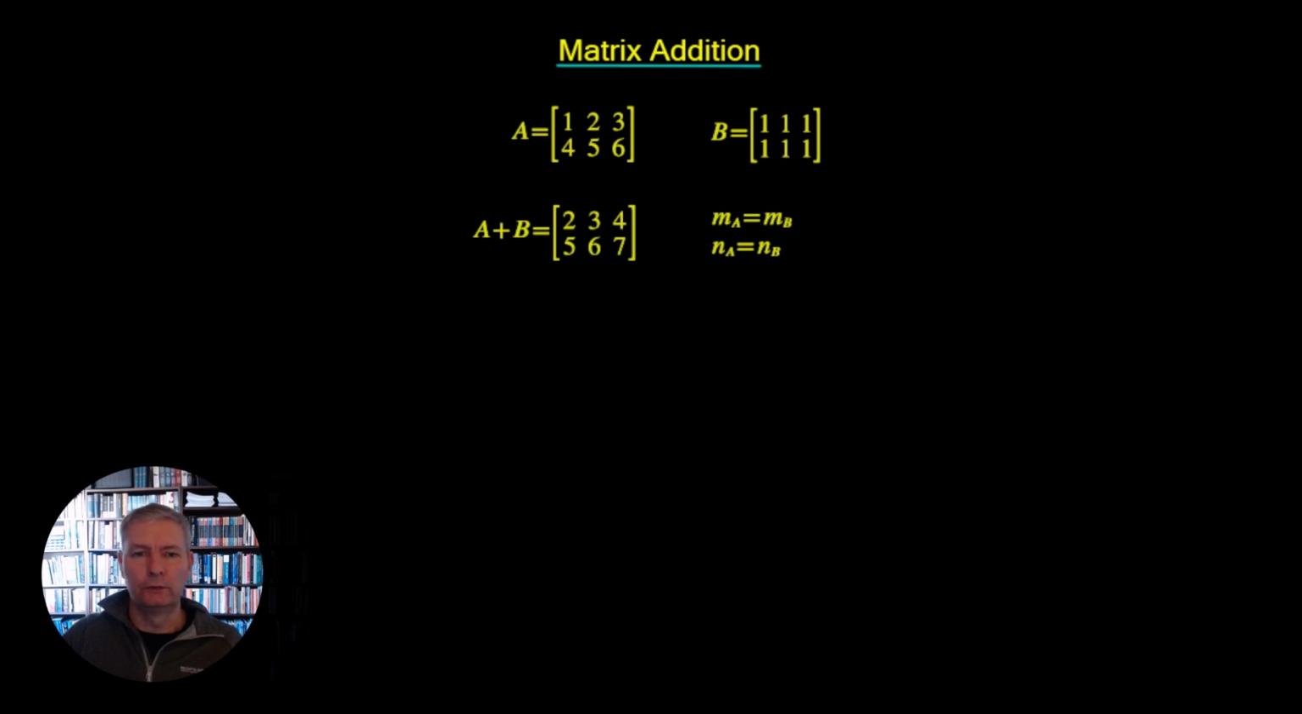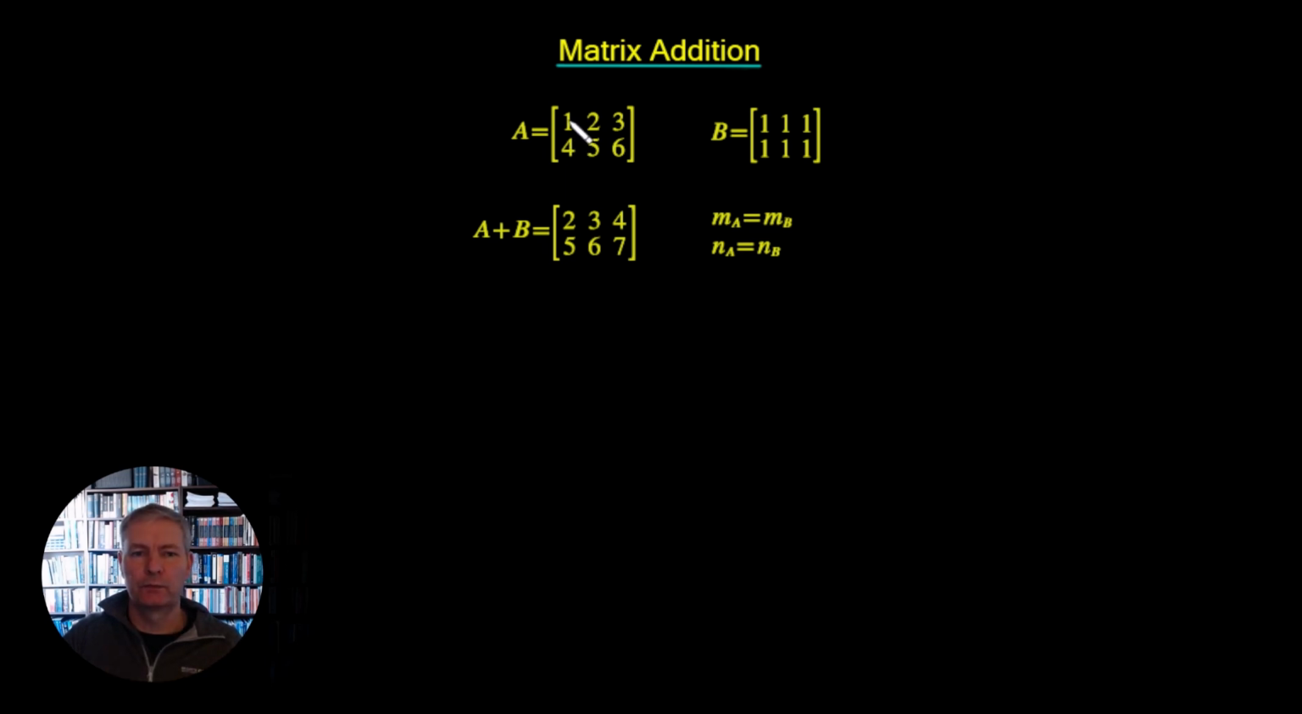Let's see how we're going to do matrix addition. If we have the matrix A, which is 1, 2, 3, 4, 5, 6, and the matrix B, which is 1, 1, 1, 1, 1, 1, in order to add these up, we form the matrix addition A plus B, and all we do is add each of the respective components of each matrix.